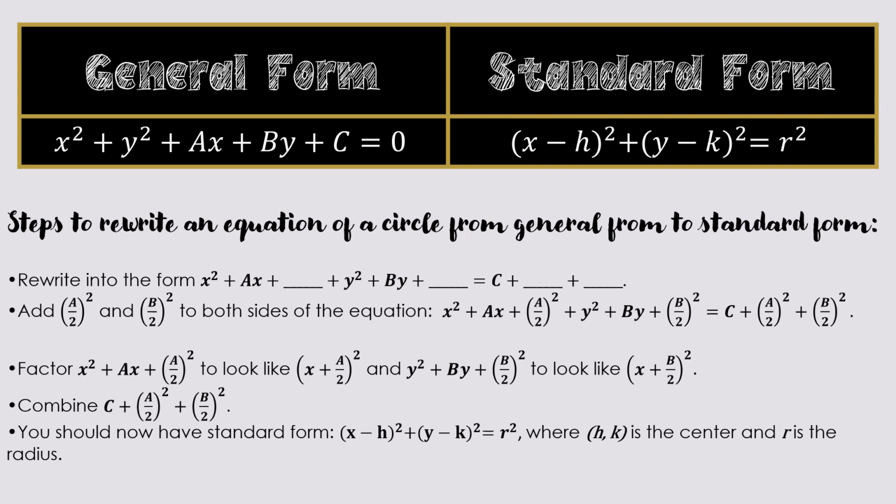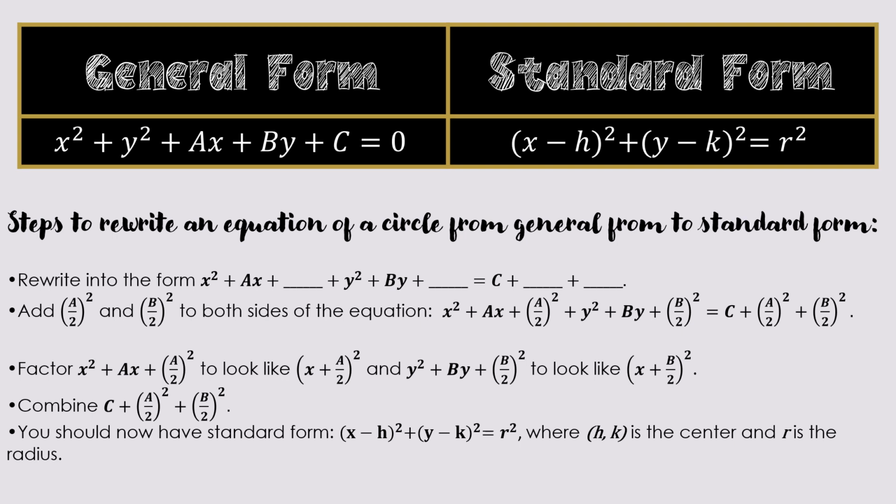So general form is going to look like the equation on the left, or some sort of variation of that: x squared plus y squared plus ax plus by plus c equals 0. But you might have parts of that on the right side of the equation, mixed around and jumbled up. So what you're going to want to do first is start grouping things together.